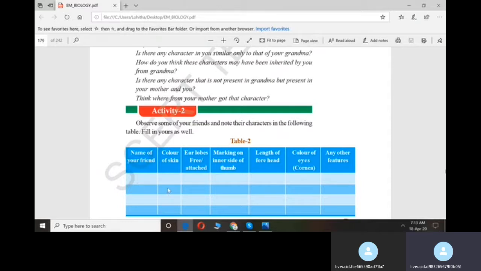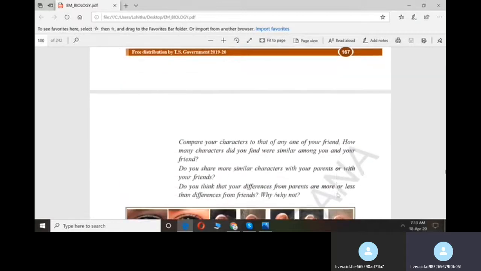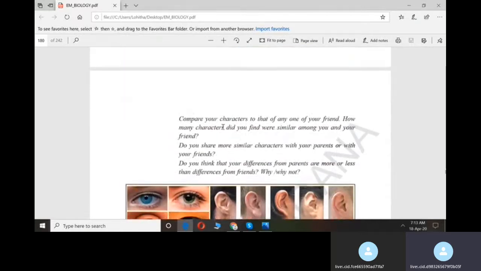Color of the skin, brown. Earlobes free or attached? Attached. Marking on inner side of thumb, yes. Length of forehead, less. Color of eyes, black. Any other features? No. Okay, let us move to the questions. Now we are giving the questions. What the questions are telling is this: compare your characters to that of any of your friends.